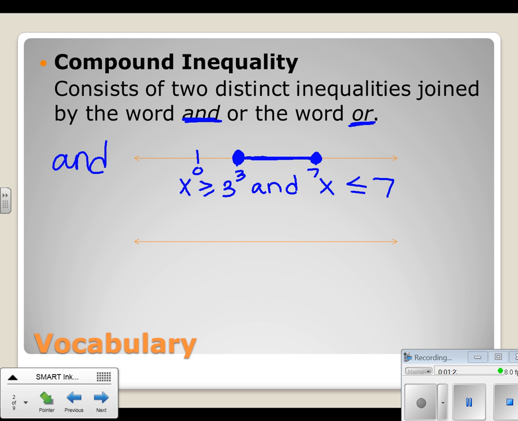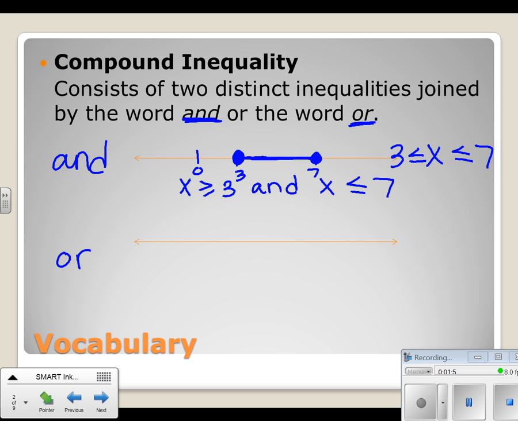Another way to write the answer would be x is greater than or equal to 3 and less than or equal to 7. But what I've noticed too is with these types of compound inequalities, I usually don't say "and," I usually say "but," where I would say x is greater than or equal to 3 but less than or equal to 7. The other type of compound inequality, we use the "or."